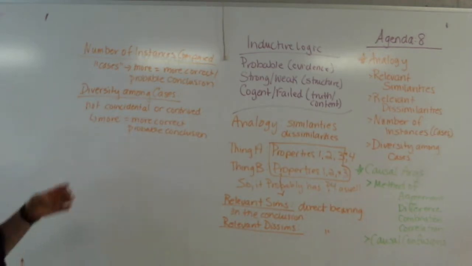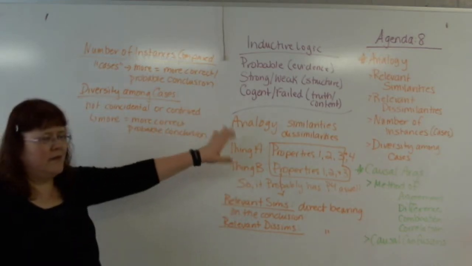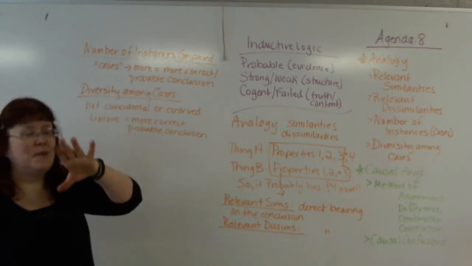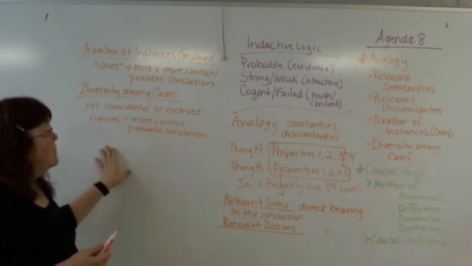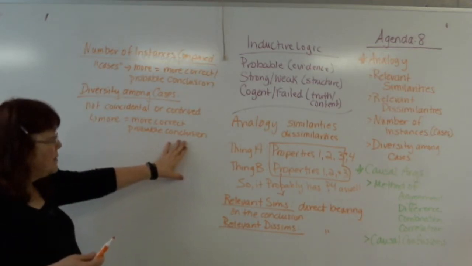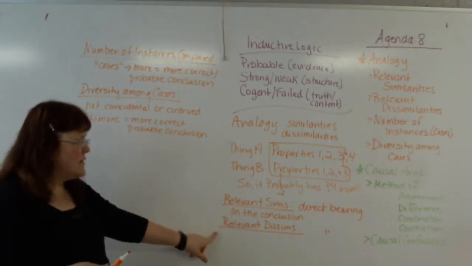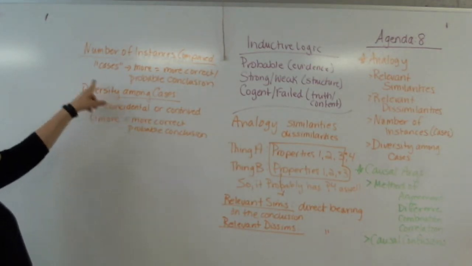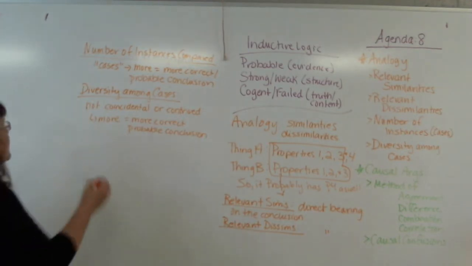And we have lots of different kinds of analogies. I was showing you that kittens are to cats as puppies are to dogs. That's a pretty basic analogy. When I'm talking about an argument by analogy, we're looking at relevant similarities versus relevant dissimilarities, the number of cases and properties, and the diversity among those properties.